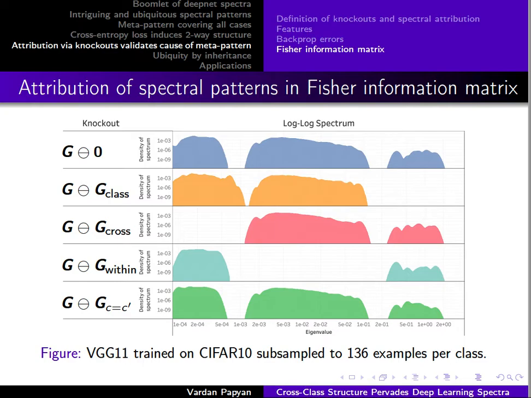So here in the first row, you can see the spectrum of the Fisher information. And in later rows, you can see the spectrum after I knock out different quantities. And you can see how this eliminates different spectral patterns.